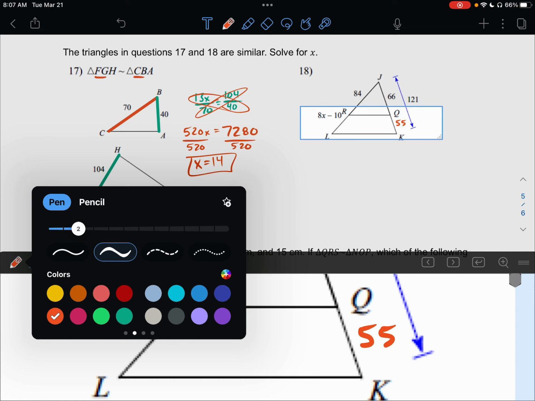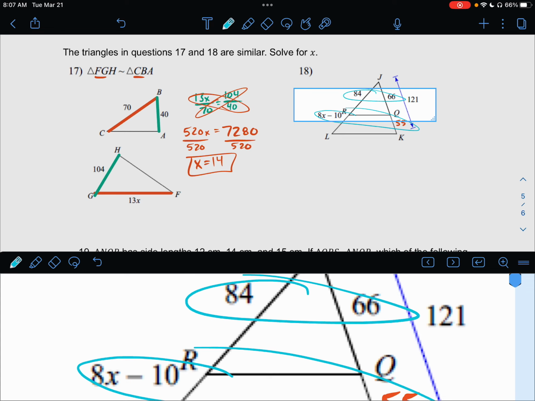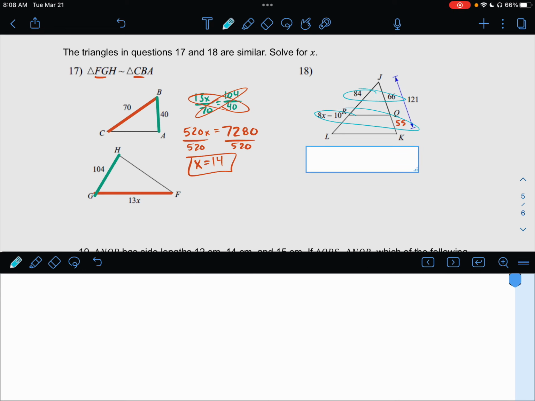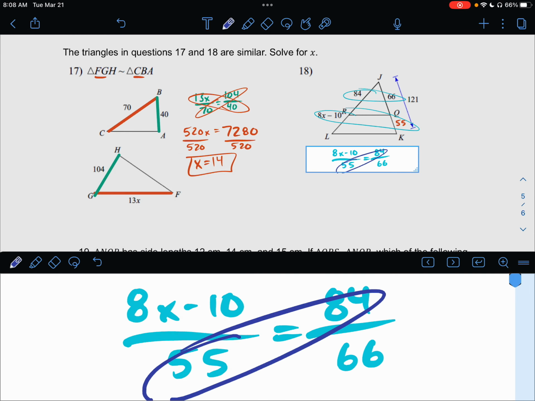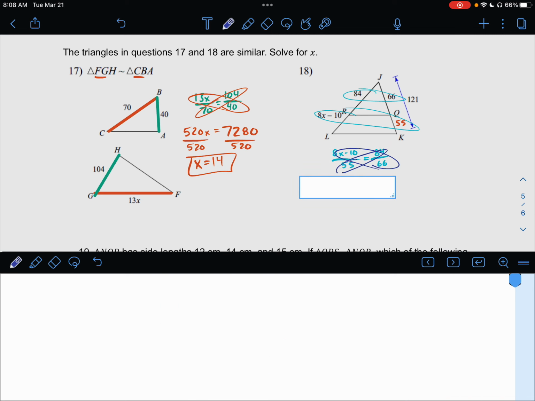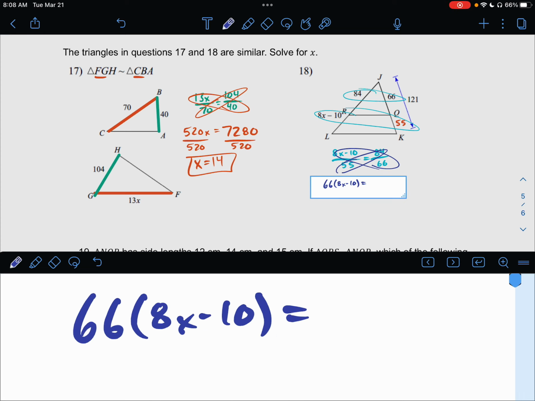And now I can see I have this 8x minus 10 across from that 55, and I have this 84 across from that 66, so I can set it up just like that. So I have that 8x minus 10 on the 55 equals the 84 over the 66. From here, we will cross multiply and solve. So I have, let's see, 66 times 8x minus 10 equals 84 times 55 is 4,620.